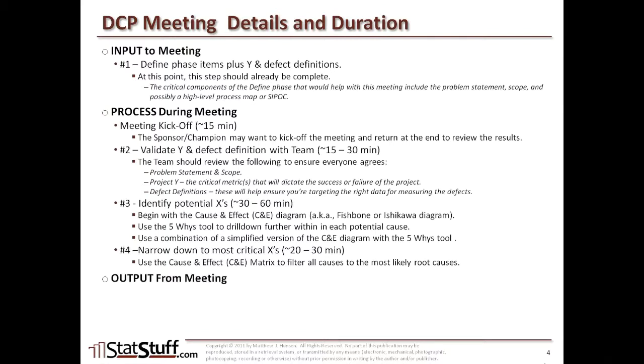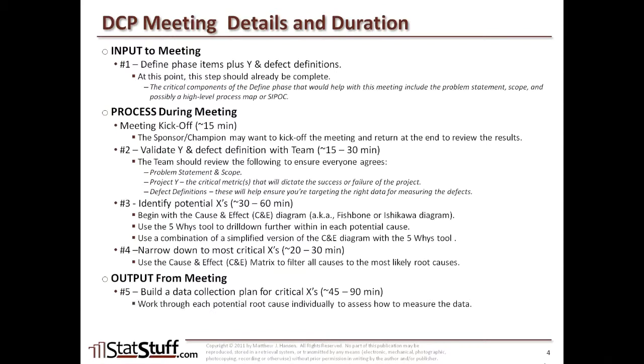And finally, after working with your team, you've gotten that far, the output that you want to build with your team would be to build the data collection plan for those critical X's. Now this may take 45 to 90 minutes. This might take the longest amount of time because it can get very detailed to figure it out. So you need to work through each of those potential root causes that they identified, work through them one by one in order to assess how they're going to measure the data for each item.